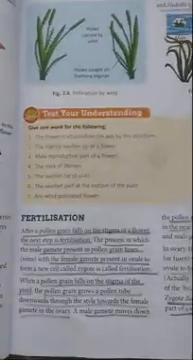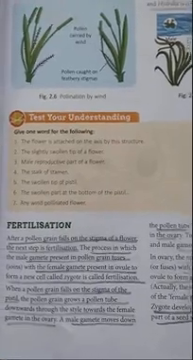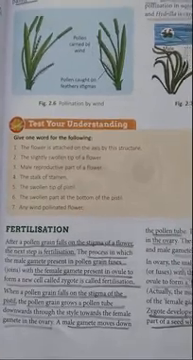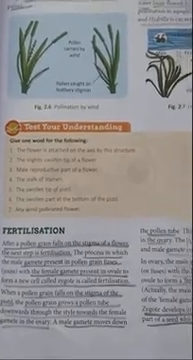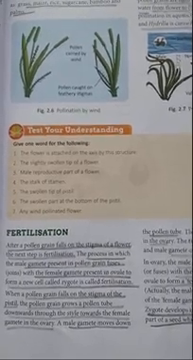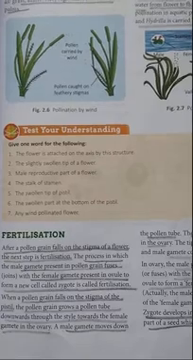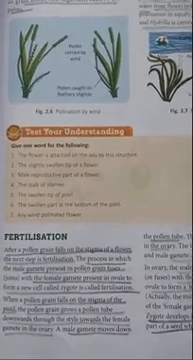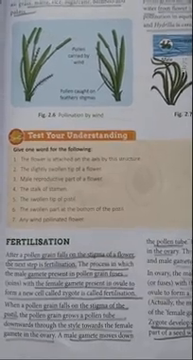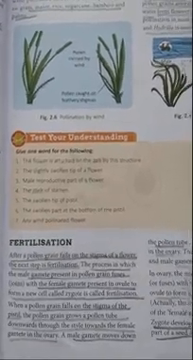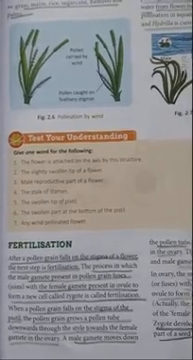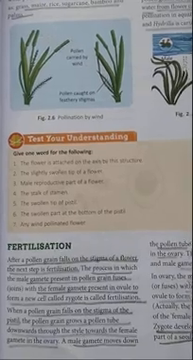Now another important topic is fertilization. When pollen grains fall on the stigma of some other flower, the next step is fertilization. In fertilization, the male sex cells fuse with the female sex cells, or female gametes, in the ovule of the flower, and they form a new cell known as the zygote. This process is known as fertilization.